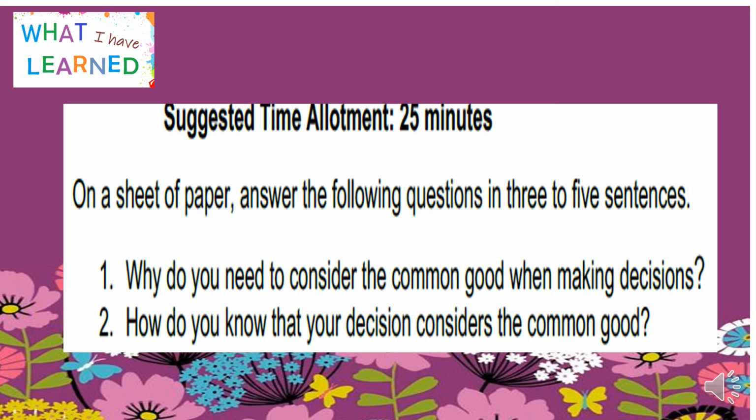Now, what I have learned. The suggested time allotment for this activity is 25 minutes. And then on a sheet of paper, answer the following questions in 3 to 5 sentences. For number 1, why do you need to consider the common good when making decisions? And number 2, how do you know that your decision considers the common good?